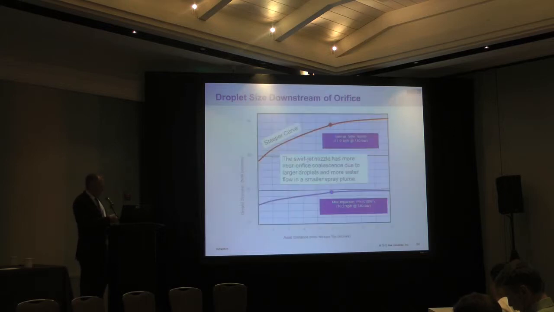This just shows droplet size downstream of the orifice, and you can see for the swirl jet nozzle, it's growing quickly until it gets about 10 inches away. For the impaction pin nozzle, it's growing slowly, and it stops growing at about 6 inches away.